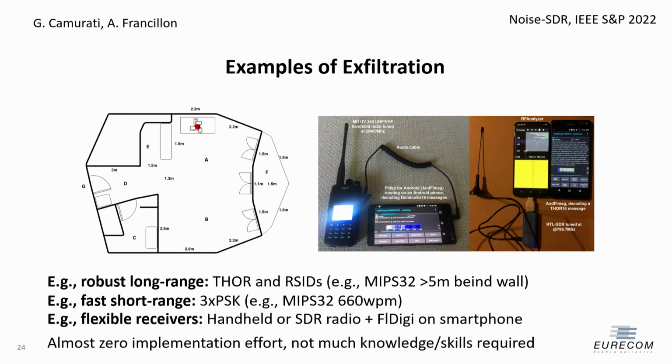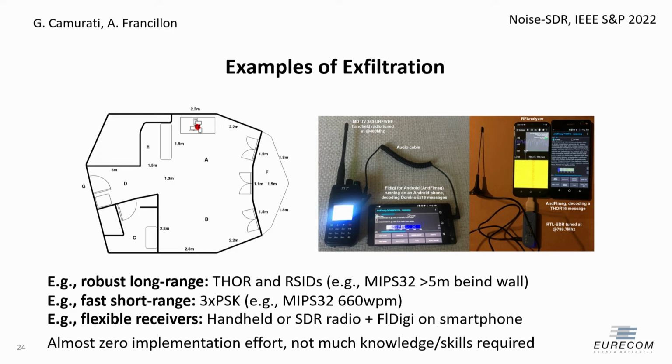The key message is that we can either go long range with a robust but slow communication, or go at a bit shorter range and achieve very fast communication. It's very easy. We just use FLDG basically and choose the right mode for the right device, for the right situation, for the goal that we want, without much knowledge, skills, or implementation efforts required.